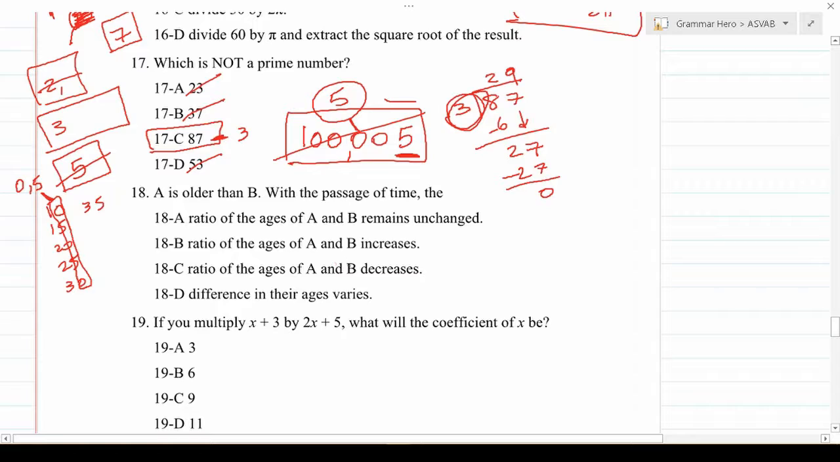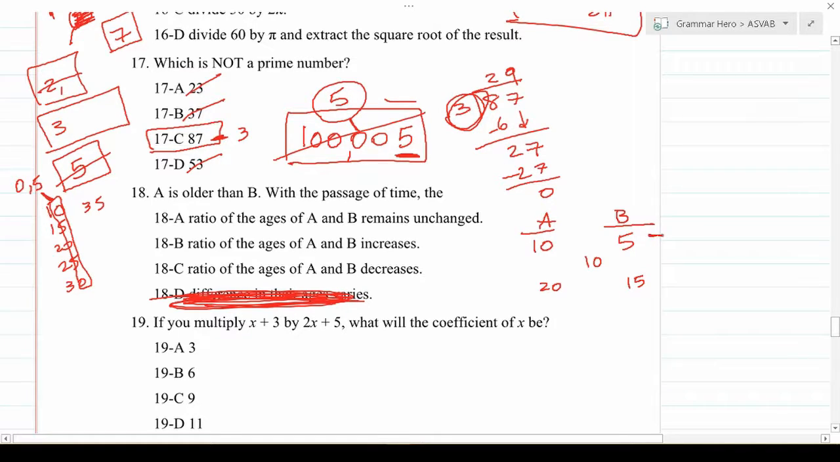Alright, number 18. A is older than B. With the passage of time, the ratio remains unchanged, increases, decreases, and the difference in their ages varies. Well, we know the ages aren't going to change, so that's out of the question. So let's say A is 10 and B is 5. Let's say 10 years goes by. That would make A 20 and B 15.